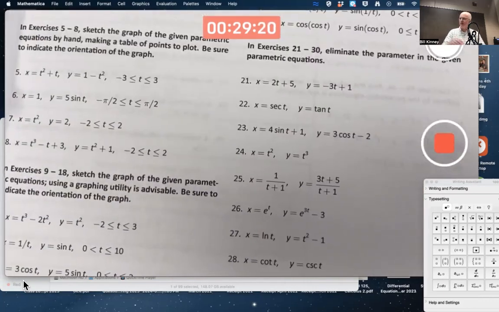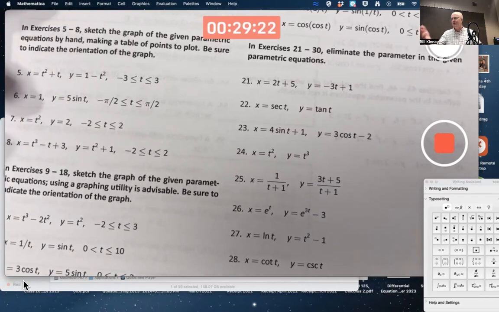Sometimes you had situations where the motion was back and forth. You should be able to use your graphing technology calculator to see that if it happens.